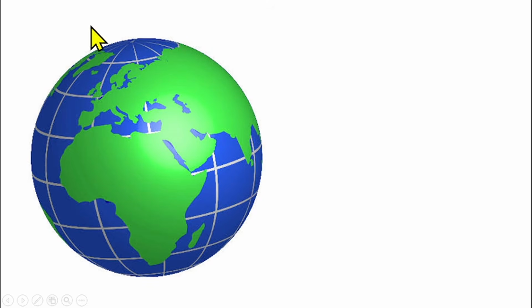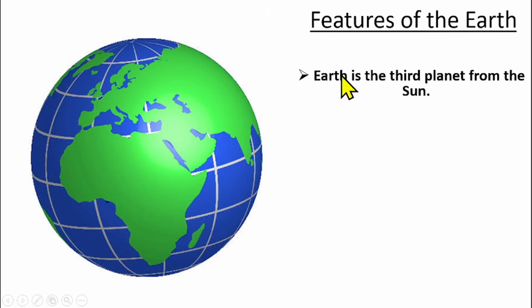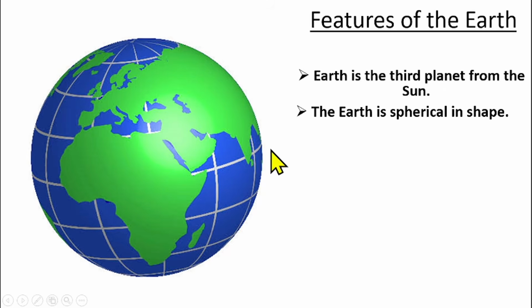Of course, as you can see, the Earth has a shape. As you can see on the screen right now, you should be able to predict the shape of the Earth. One of the features of the Earth is that it is the third planet from the sun, like we have other planets in the solar system. And we know that it is spherical in shape. It is not round, but spherical in shape.